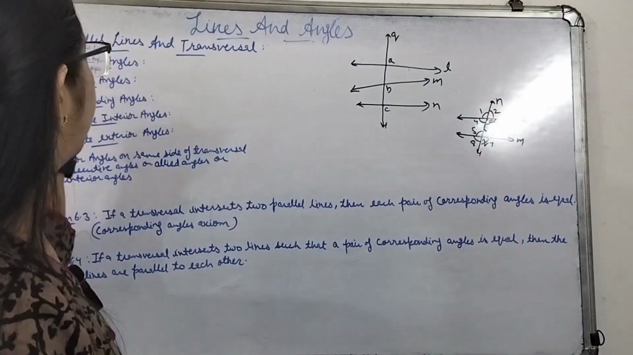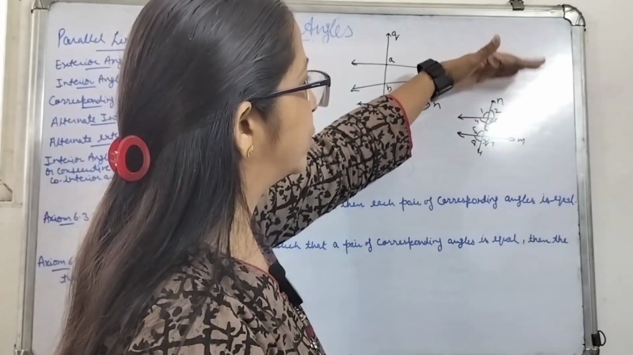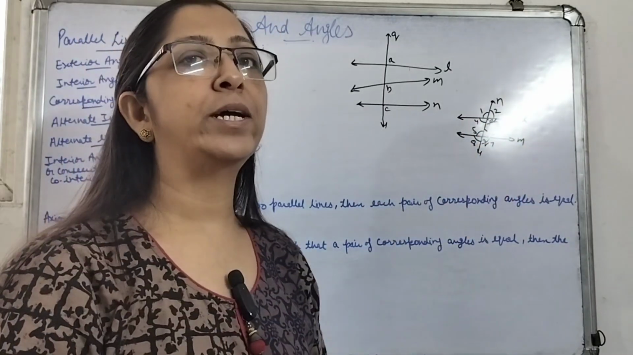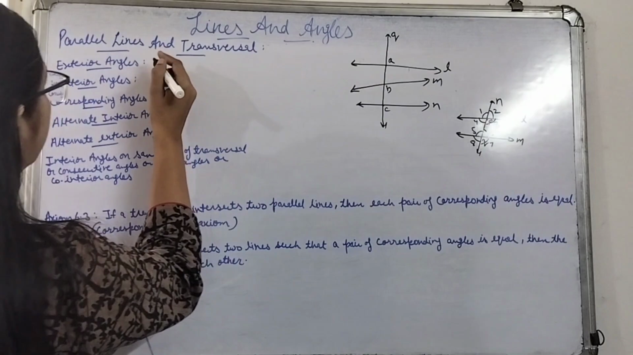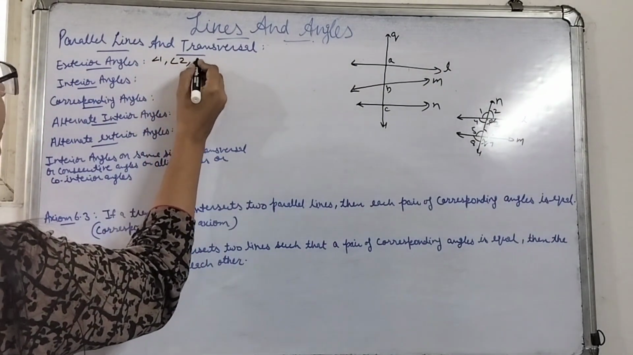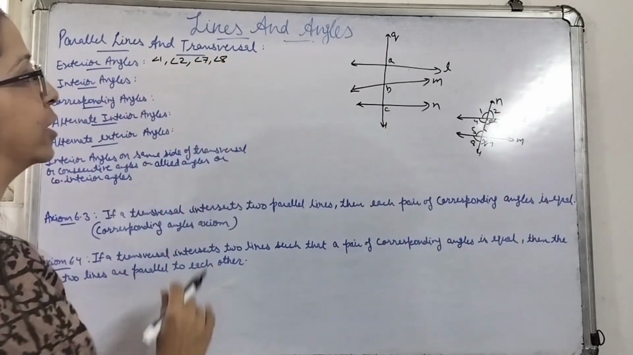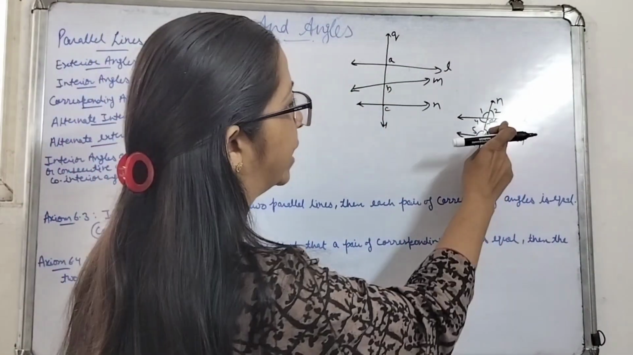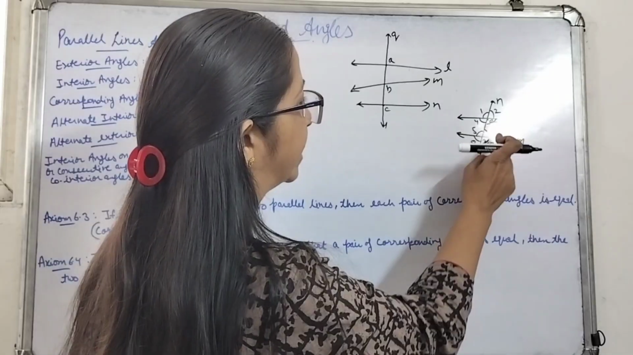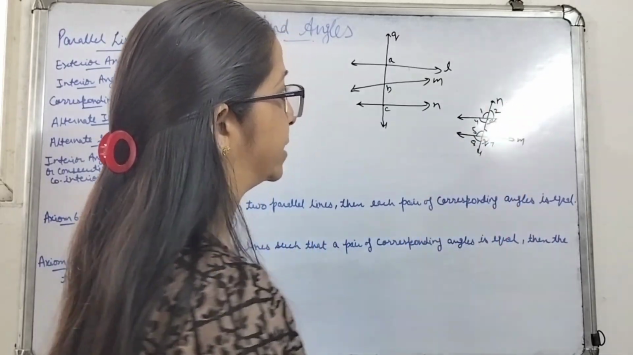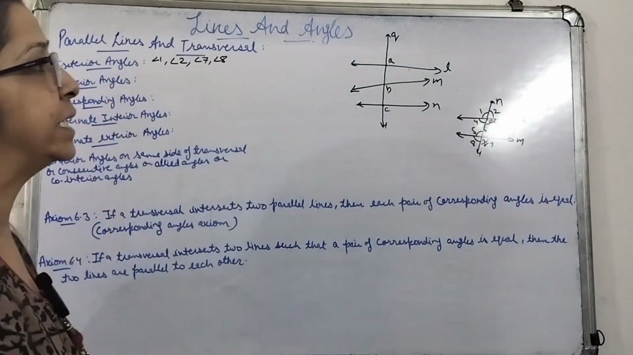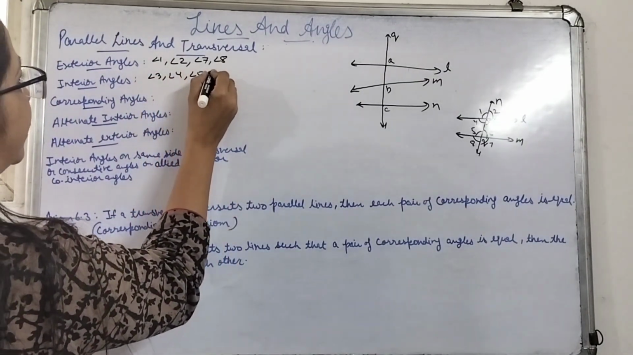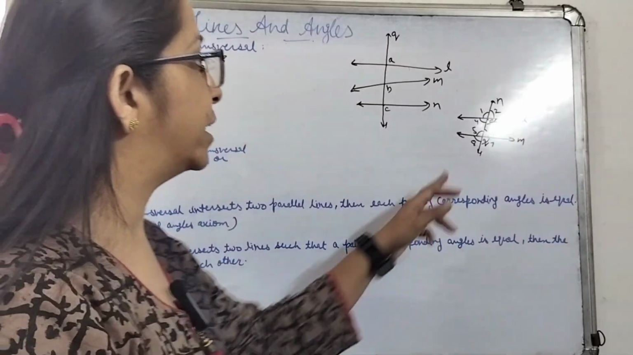Then what are exterior angles? Angles outside, that means angle 1, angle 2, angle 7 and angle 8 are known as exterior angles. The interior angles will be angle 3, angle 4, angle 5 and angle 6, which are inside these two lines. So angle 3, angle 4, angle 5 and angle 6 are your interior angles.